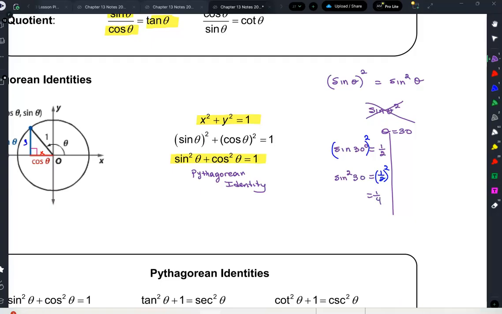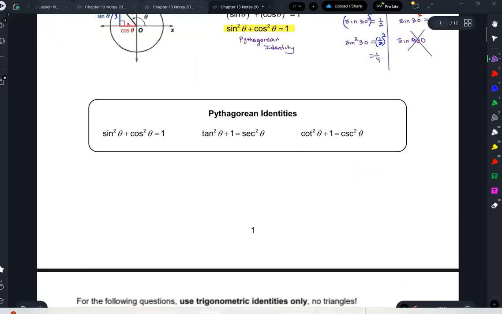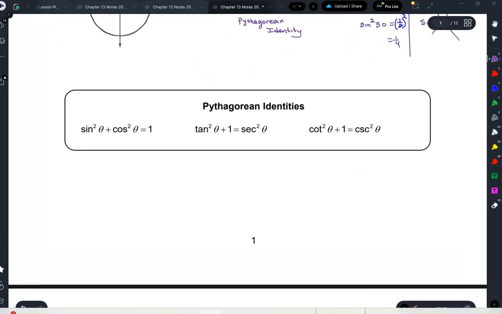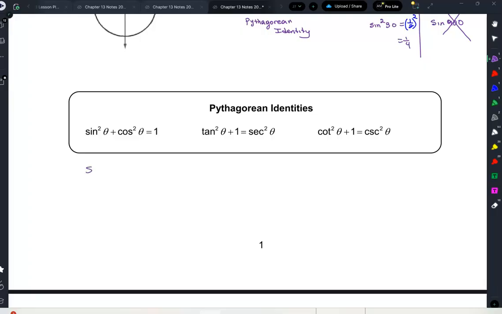It's 1/2 squared. Now, if I mistakenly write it like this, that becomes sine of 900, which is not what I'm talking about. So do you see the difference? It really makes a difference when you put that square. Now, we have our Pythagorean identity: sine squared theta plus cosine squared theta is equal to 1. So I'm just going to write it here.